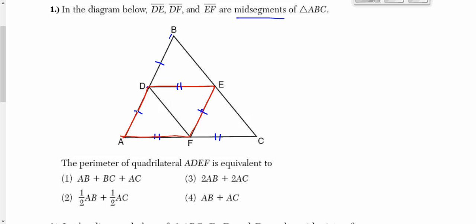So let's look at some choices here. Perimeter. Please tell me you know how to find perimeter. Add all sides up. Thank you. So the perimeter of this quadrilateral will be that plus that plus that plus that, right?